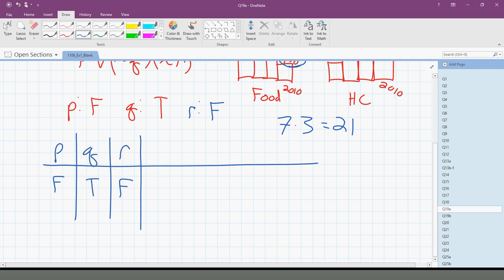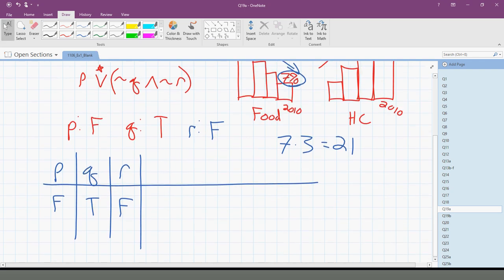So now all we got to do is run our statement that I kind of hid right up above. So the entire thing is false. All right, well, let's find out. What do we do first up here? Negate Q. So let's work in our parentheses. What is the negation of Q? False. Then what do we do? Negate R. What does that give us? True.